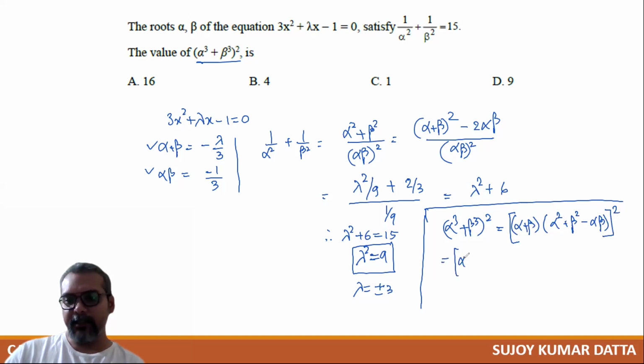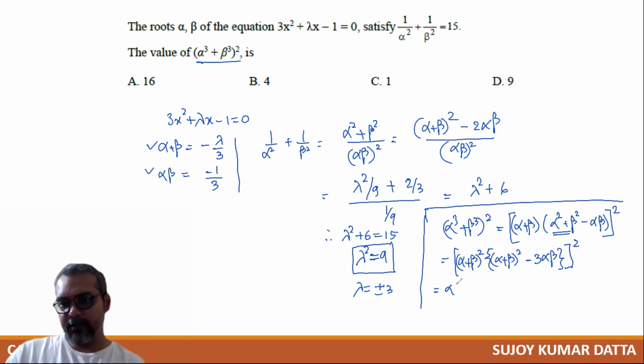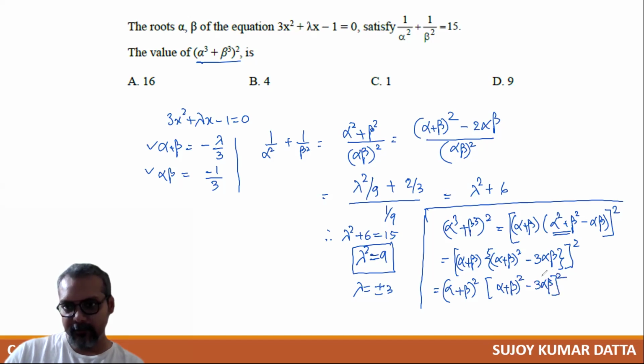Now, that can be again written as alpha plus beta whole squared times alpha squared plus beta squared, which is again alpha plus beta whole squared minus 2 alpha beta, which you have already, minus alpha beta, so that's minus 3 alpha beta. And this whole thing is squared. So now if I expand alpha plus beta whole squared times alpha plus beta whole squared minus 3 alpha beta, whole squared. Now let's plug in the values.